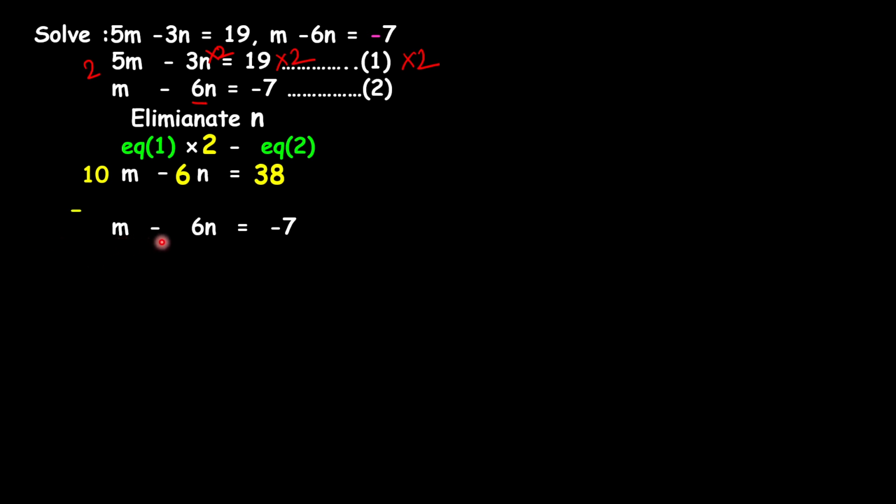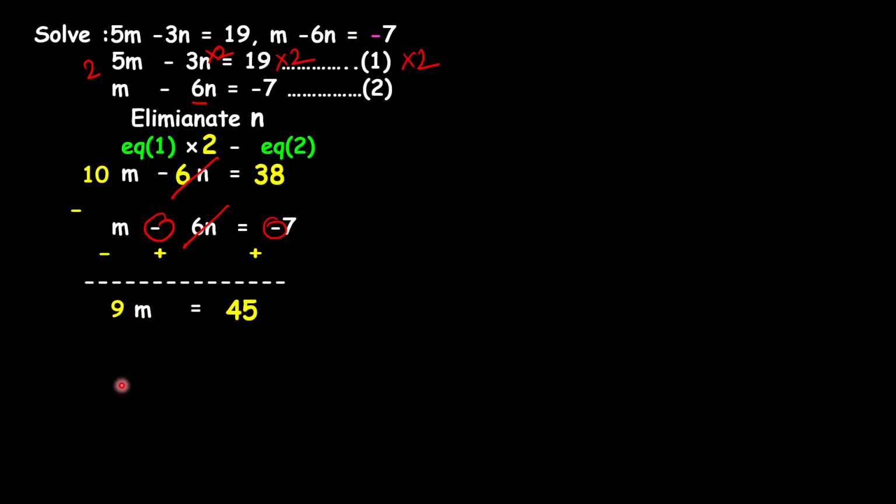If you subtract equation 2 from 1, we have to change the sign of each term of equation number 2. Here plus m becomes minus m, minus 6n becomes plus 6n, and minus 7 becomes plus 7. Remember these. Here minus 6n and plus 6n cancel out. Now take subtraction. 10m minus m is equal to how much? 9m is equal to 38 plus 7. 38 plus 7 is nothing but 45.